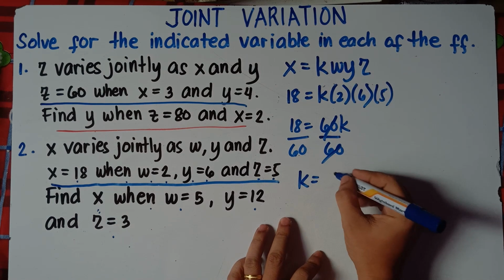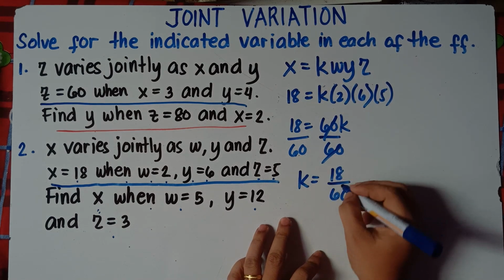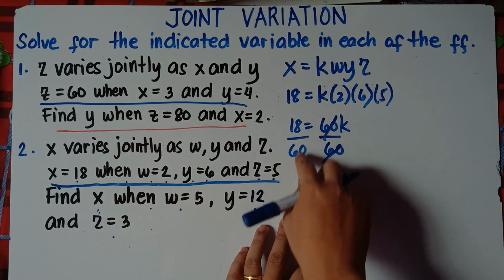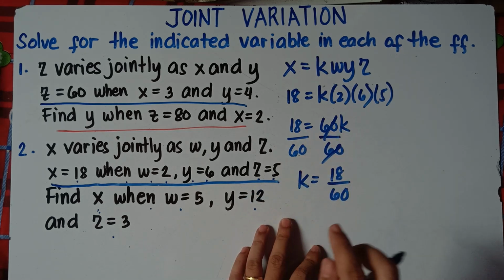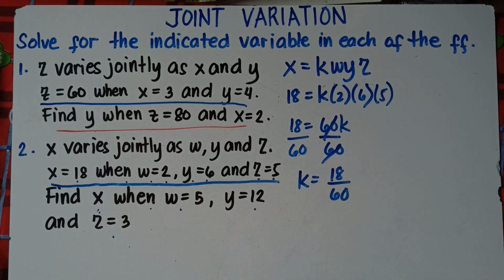And our k equals 18 over 60. Once again, class, this is just the same. 18 over 60 equals k. It's just the same with k equals 18 over 60.